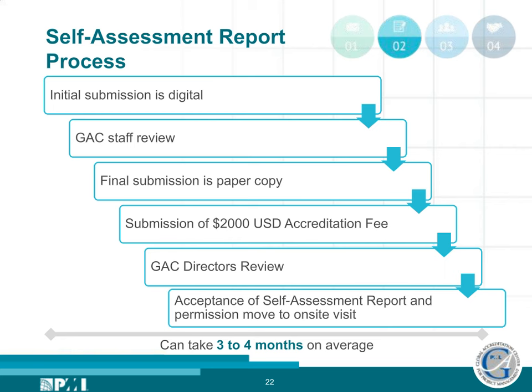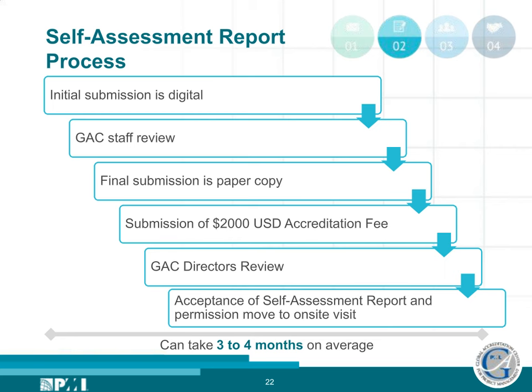Again, GAC staff reviews the submitted self-assessment report documentation, ensuring all requested information is provided by the applicant program. As with the letter of intent, staff may require additional clarifying information and the self-assessment report may need to be resubmitted. Again, this is a normal part of the process. Once all questions regarding the self-assessment report have been resolved, the program is advised by GAC staff to submit a paper copy of the self-assessment report with the $2,000 USD accreditation fee.